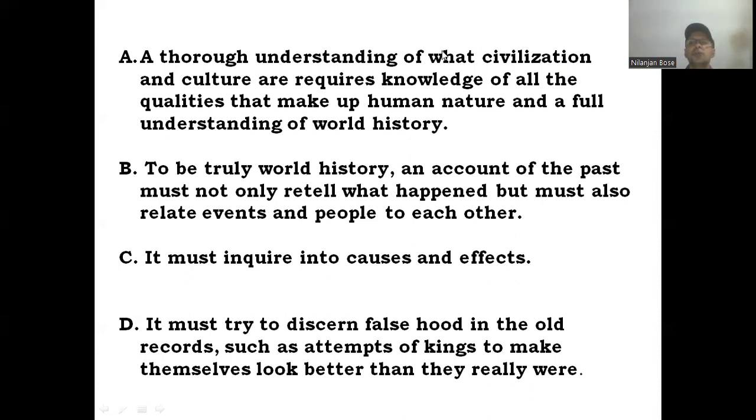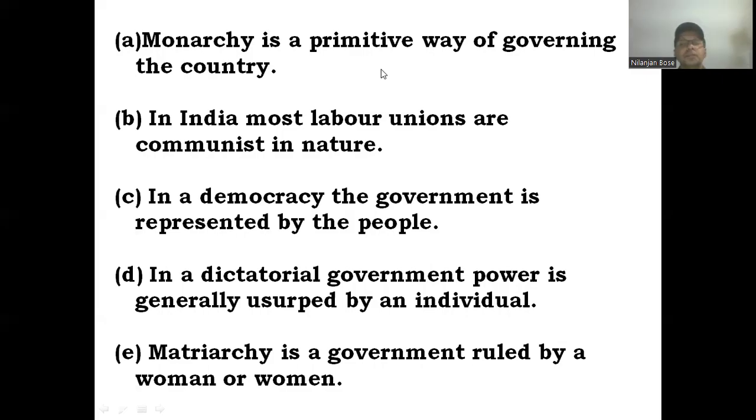Now let us move to question number 2. Now, question number 2, there are 5 different segments, right? First one is monarchy. It's talking about the governing body of the country. It's a kind of form of government. So B, in India, most labor unions are communist in nature. This particular sentence is talking about labor unions. So labor union is not the form of government, mind it.